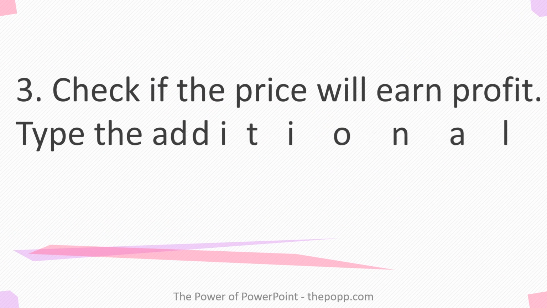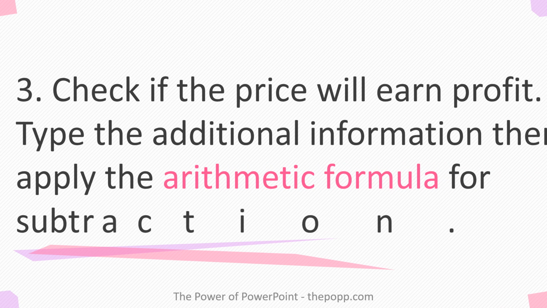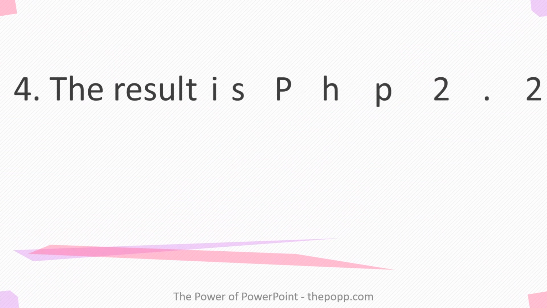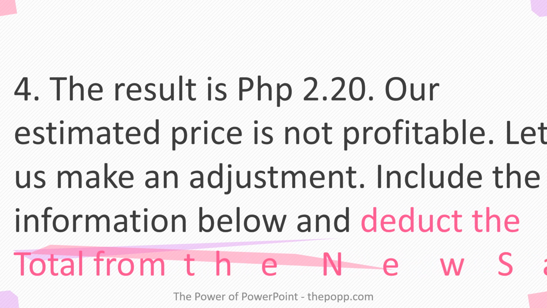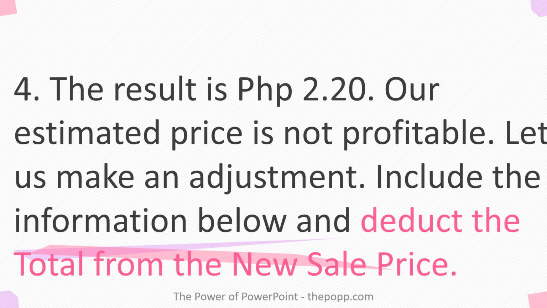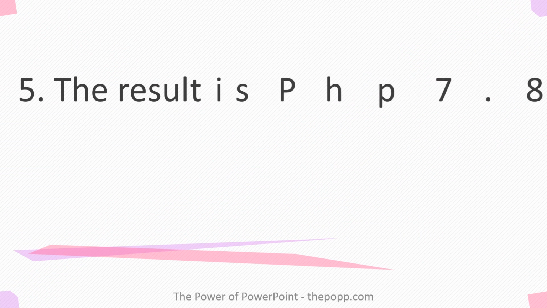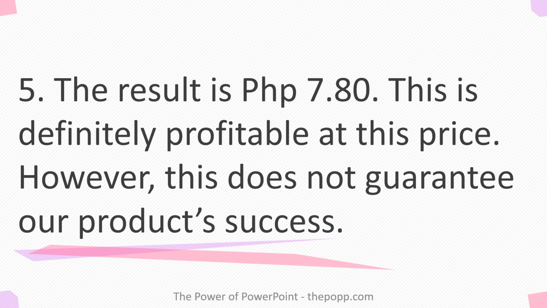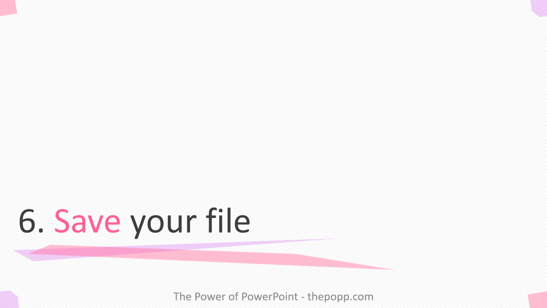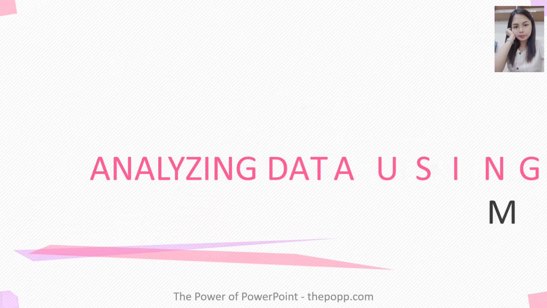Check if the price will earn a profit. Type the additional information. Then apply the arithmetic formula for subtraction. The result is 2.20, or the estimated price is not profitable. Let's make an adjustment. Include the information below and deduct the total from the new sales. The result is 7.80. This is definitely profitable at this price. However, this does not guarantee our product's success. So, if you notice, class, we put the steps first and I will be showing you the demonstration later about the file. For the next one, you save your file.